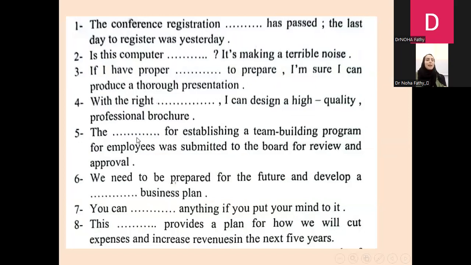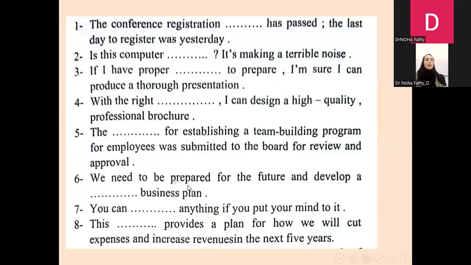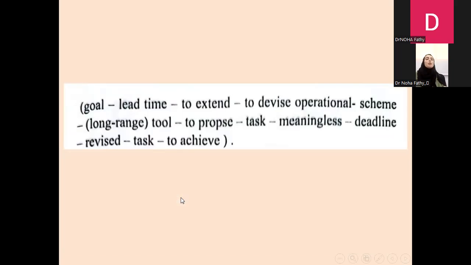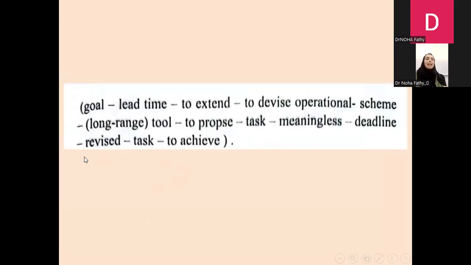Number five: the space for establishing a team building program for employees was submitted to the board for review and approval. We are going to use the word proposal. Number six: we need to be prepared for the future to develop a space business plan. A long range. Number seven: you can face anything if you put your mind to it. Accomplish. You can accomplish or achieve.